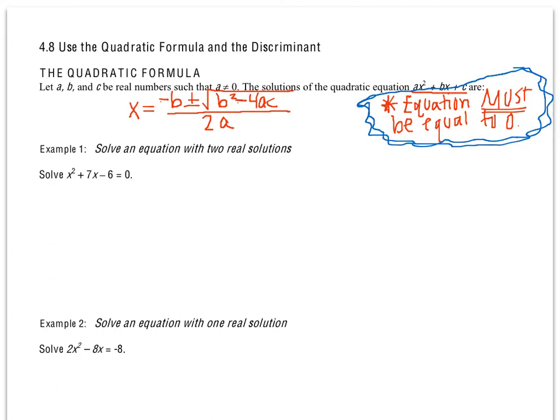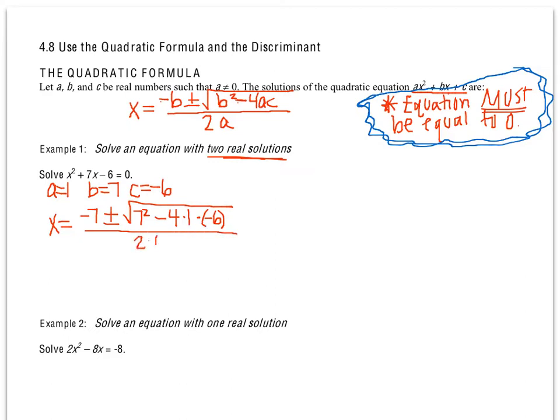All right, so example 1, solve an equation with 2 real solutions. So we will be showing and talking about how you can tell how many solutions there are, because it's pretty easy to see. So for this one, I know that a equals 1, b equals 7, and c equals -6. Those a and b are my coefficients. C is my constant, and it's equal to 0, so I know those are right. So x equals, set up our quadratic formula, the opposite of b, so -7, plus or minus the square root of b squared, 7 squared, minus 4 times a times c, all over 2 times a.